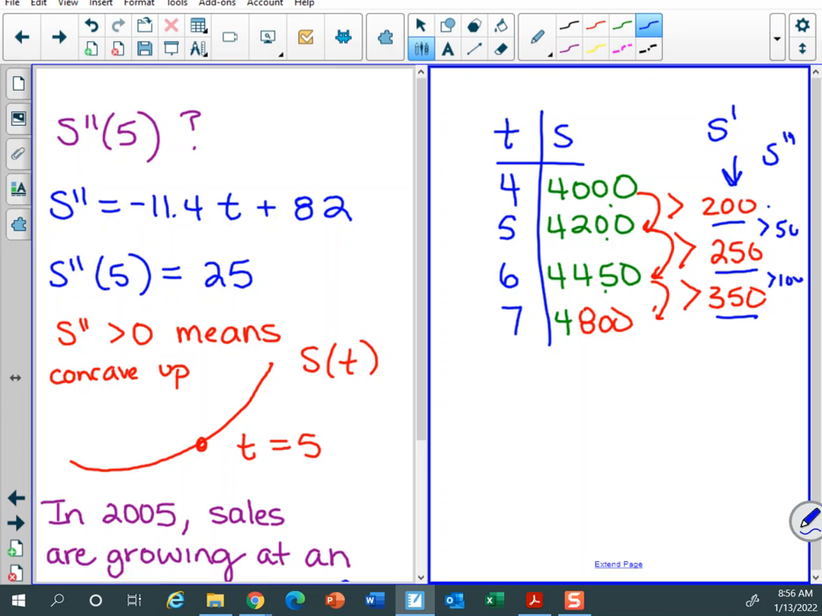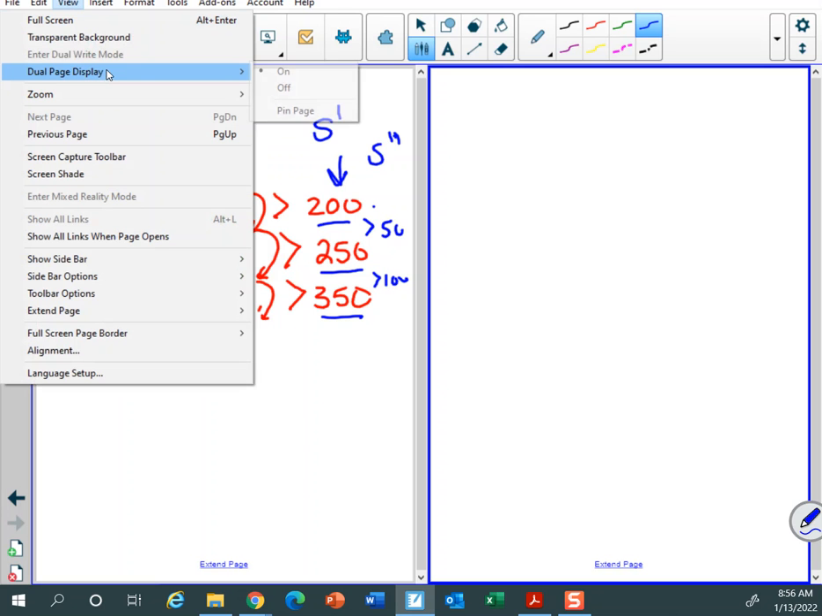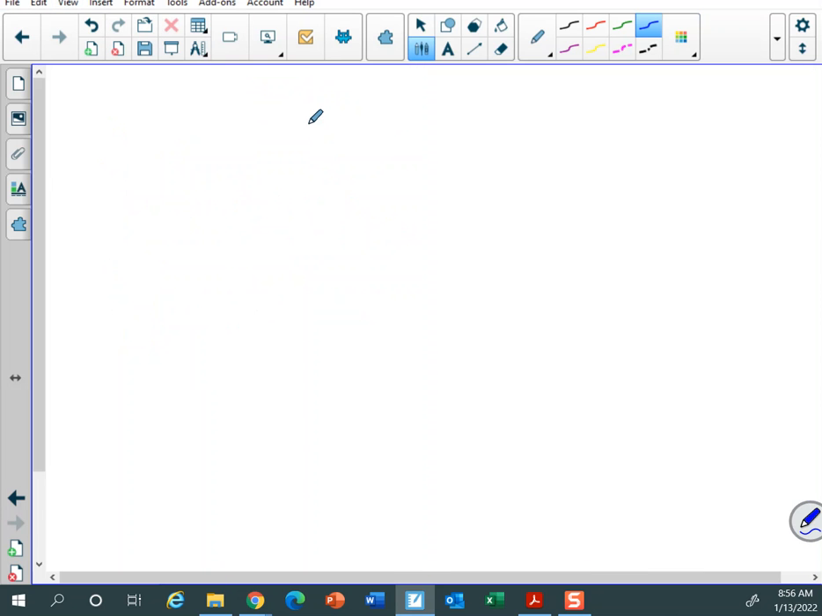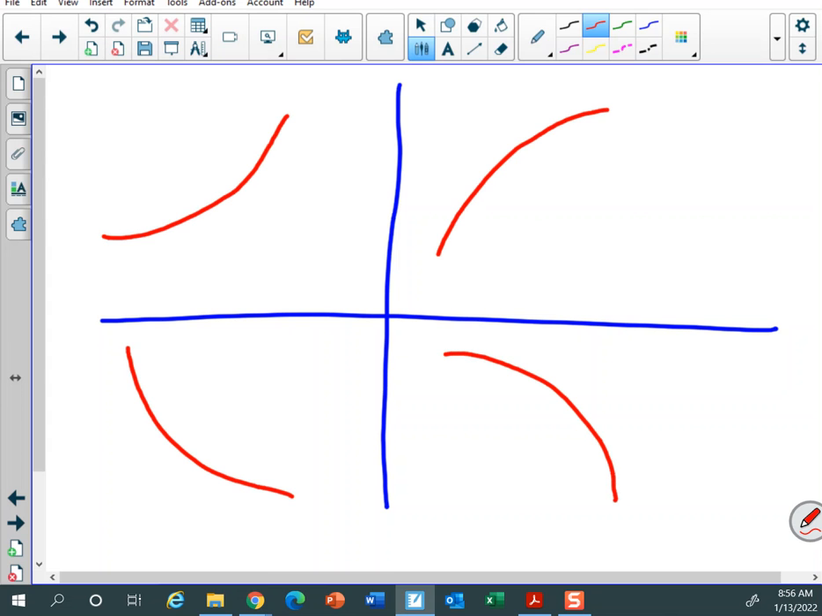All right, so what are the different combinations? Well, this could be going up or down, and this could be up or down. So basically, four things can be happening. Let's take this off a dual because I'm going to need one big page. So I'm going to make basically like a chart here of four different shapes. We'll talk about something like this versus something like this versus something like that versus something like that.